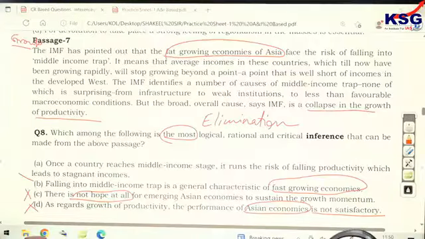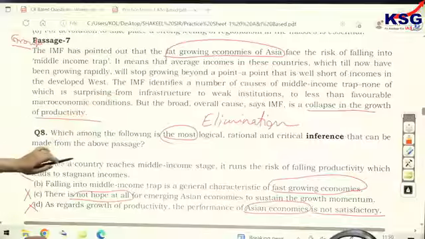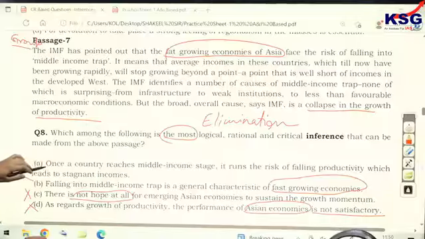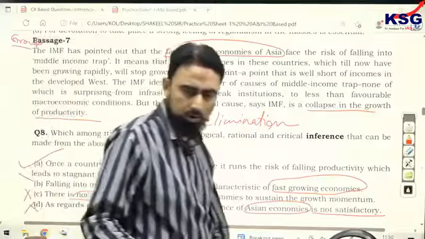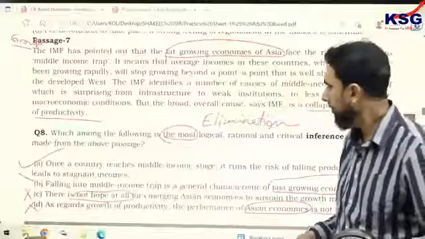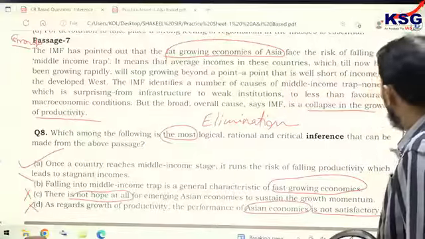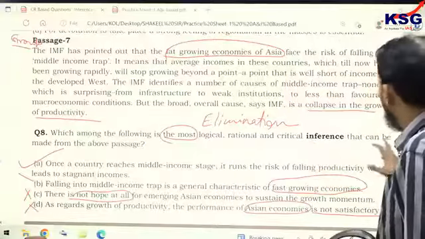A option says once a country reaches the middle income stage, it runs the risk of falling productivity, which leads to stagnant incomes. So as per the argument structure, where the middle income trap, middle income stage, falling productivity, all this is mentioned, that's why A is the best option. Option A is the best. So elimination was very important for this passage.